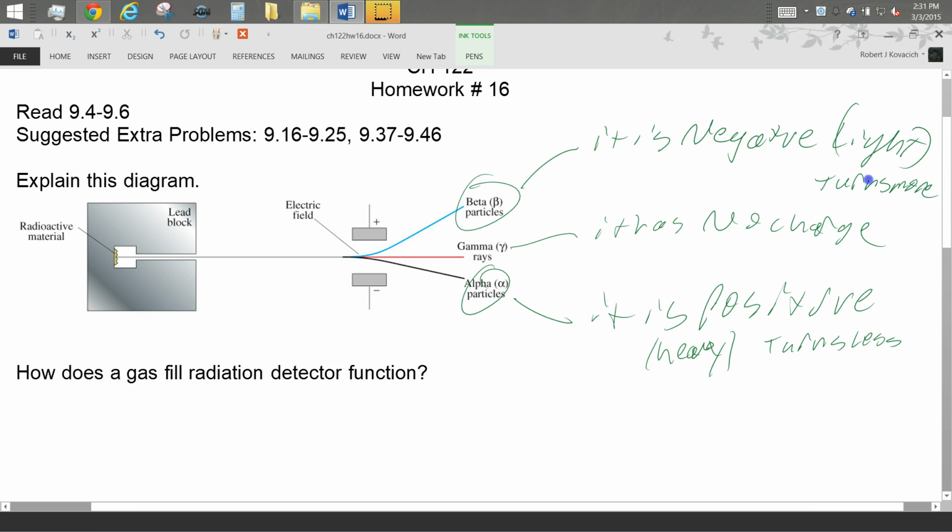So because the beta particle is so much lighter, it's going to turn a lot more than the one that's so much heavier, even though the one that's so much heavier has twice the charge. So it is twice as attracted to the other plate, but it can't overcome the fact that it's really, really large.